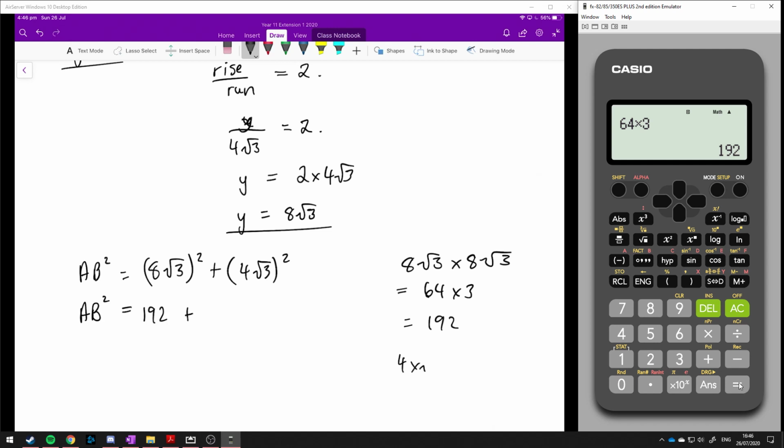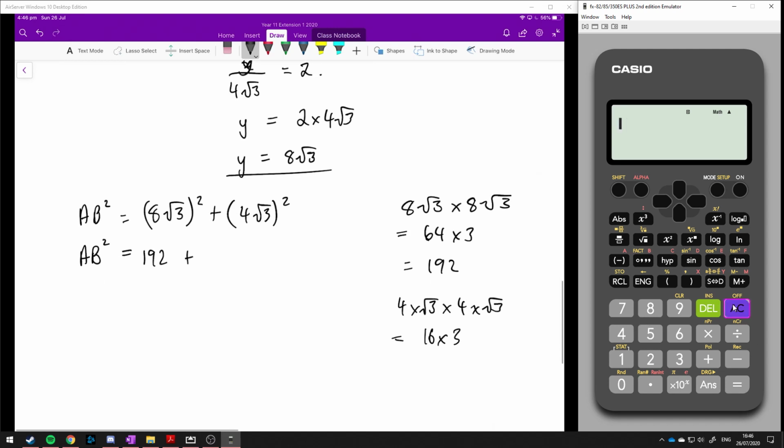So 4 times root 3 times 4 times root 3 is equal to 16 times 3, which is equal to 48. And so we get 192 plus 48. So that's what AB squared is equal to. So AB is equal to the square root of the sum of that. We add that on to 192, and that's going to give us 240.